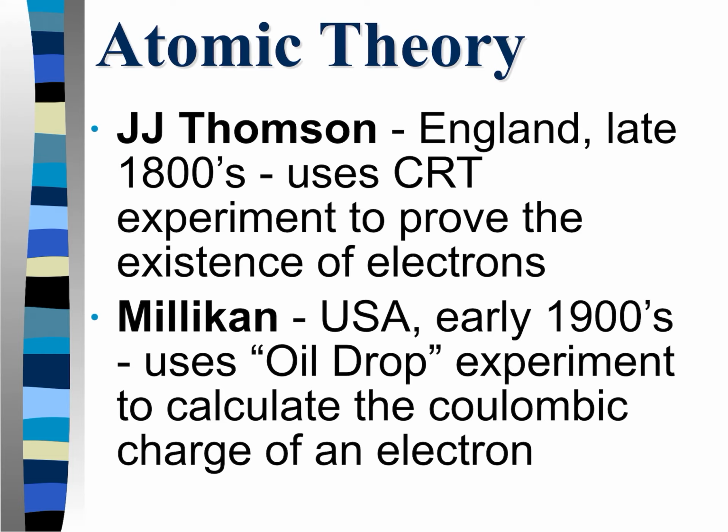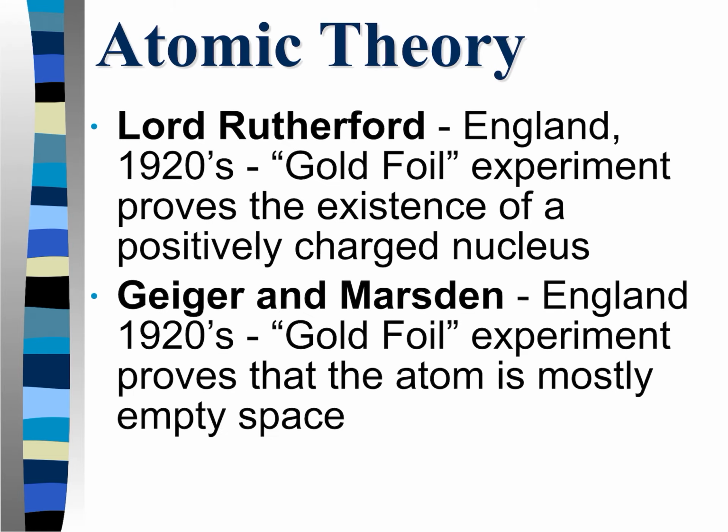And Millikan, an American scientist, he used what was called the oil drop experiment to calculate the charge on an electron. Now the charge is 1 times 10 to the minus 19 coulombs. So 0.00000000000000000000001 coulombs, whatever that means. So again, when they talk about charges, they use relative numbers. So if something has a charge of -1, it has half as much charge as something with a charge of -2. Again, they're all relative values.